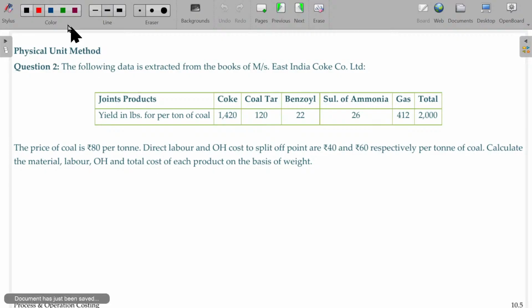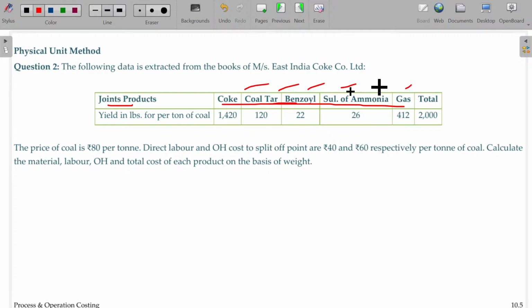Question number 2. Come on, try it yourself. It's very easy. Joint products. We get these products. How many products? 1, 2, 3, 4, 5. The following data is extracted from the books of Messrs. East India Coke Company Limited.